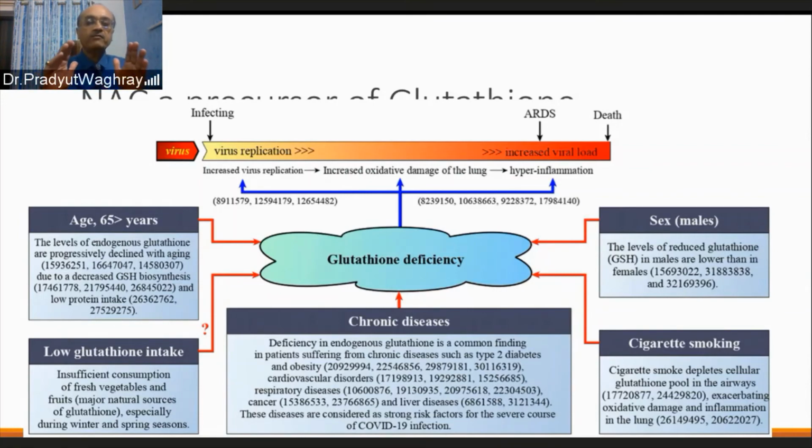What does the glutathione deficiency do? It increases the virus replication. It increases the oxidative stress or oxidative damage to the lung caused by the virus. And it also produces more pro-inflammatory cytokines, causing hyperinflammation and resulting in cytokine storm, ARDS, and death. So it is the glutathione which has to be improved in some way.